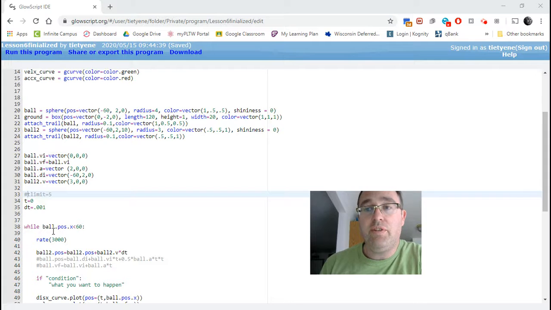What we wanted was while the ball position in the x direction was greater than some negative value from where it started. Well, it initially started from -60. So if we put while the ball position is greater than -60, it wouldn't have run at all because it started at -60. So what we had to do is put like -61 or maybe -60.1 or something. That should have fixed it for you.